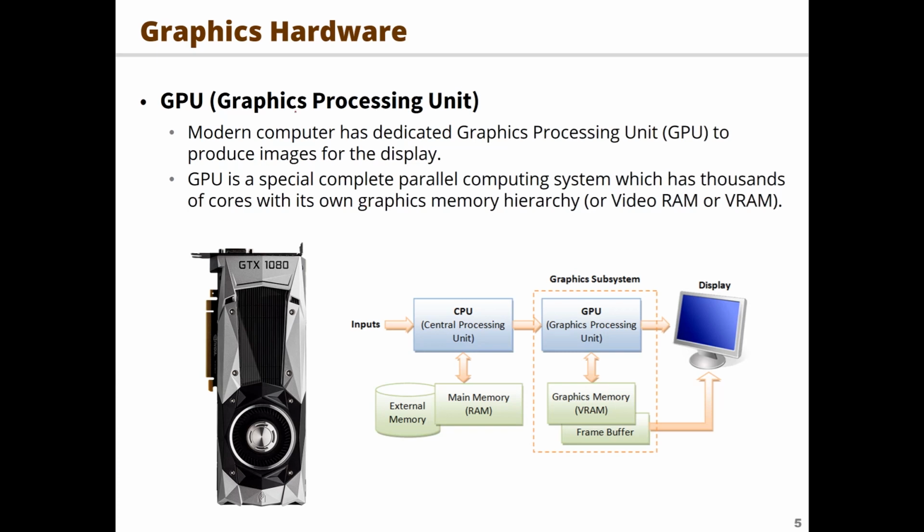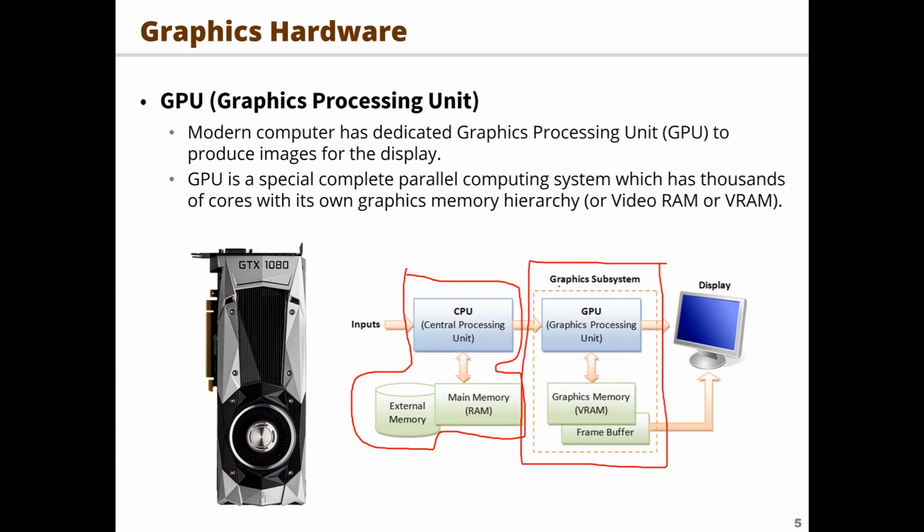So below you see the diagram for the systems. Here, CPU and external memory, which is disk, and main memory, RAM. This is the typical architecture of a computer, and we have one more subsystem. The graphics subsystem is also part of modern computers. We have a special processing unit, GPU, and its own memory.